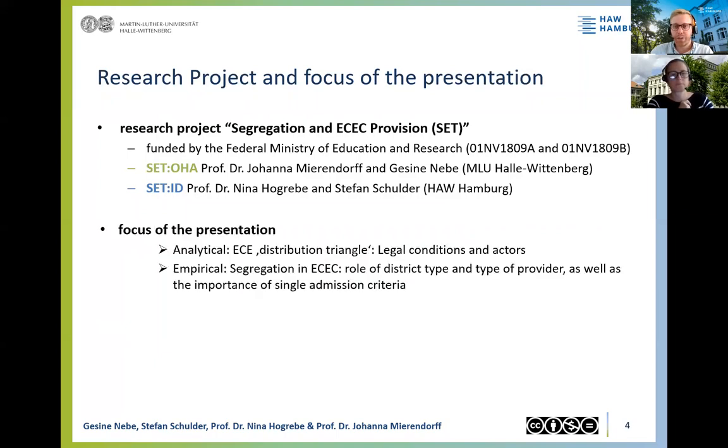The goal of this presentation is to shed some light on the interconnectedness of the legal conditions and actors in childcare distribution, and on the other hand, to reveal this using empirical data on segregation in ECEC.